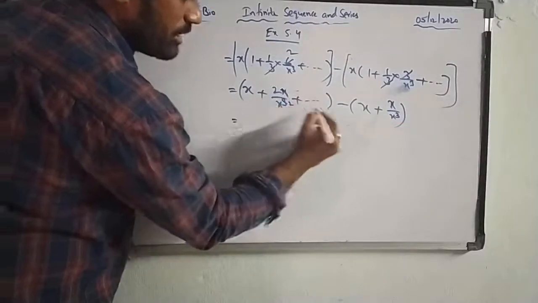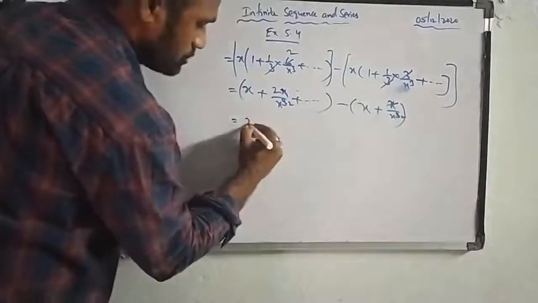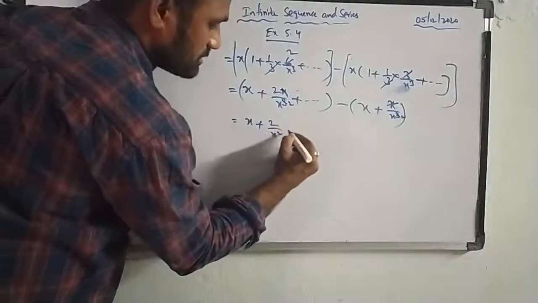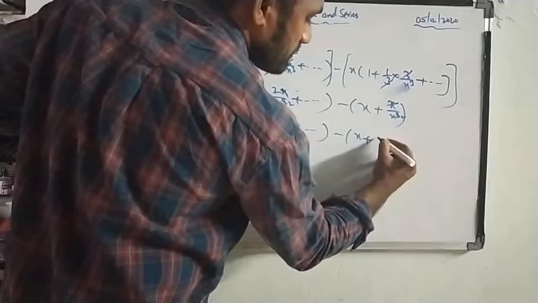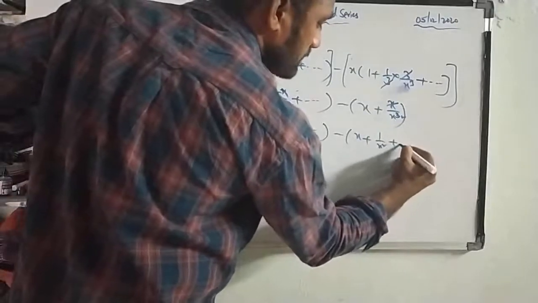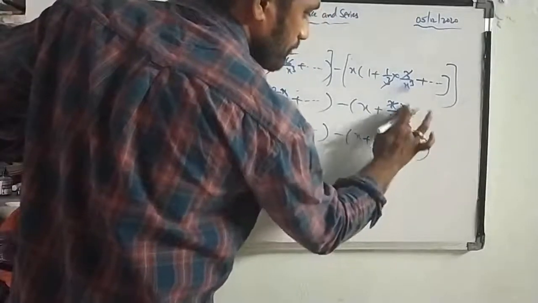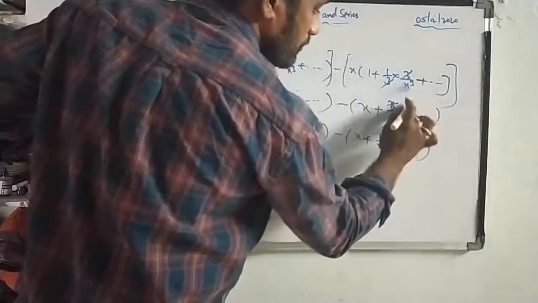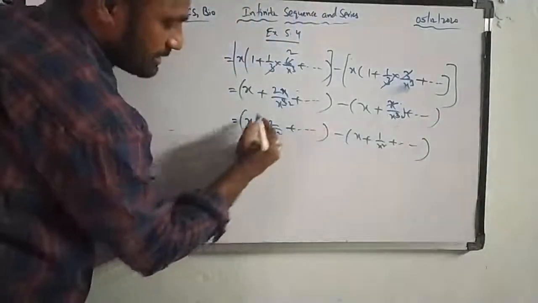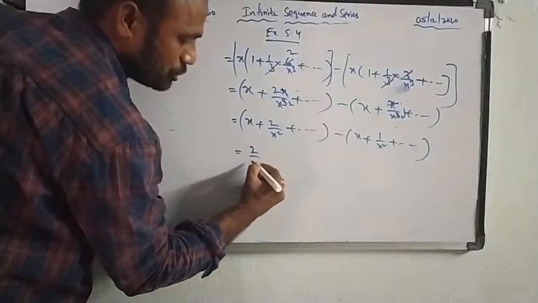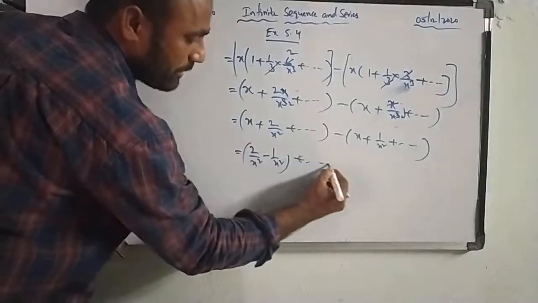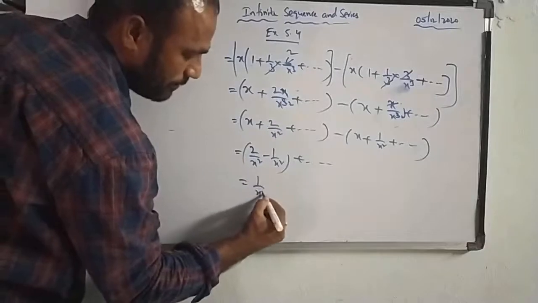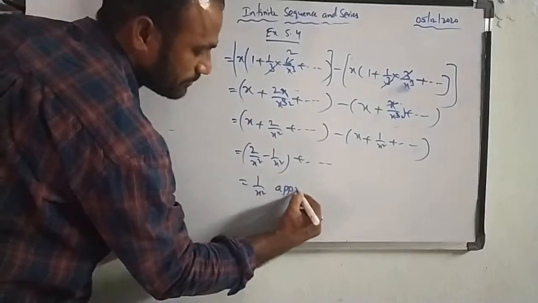So x square times, here also x square times. So the left terms are x into 2 by x square plus so on, minus x into 1 by x square plus so on. So if I open this bracket, x gets cancelled. So 2 by x square minus 1 by x square plus so on. It will be 1 by x square approximately.